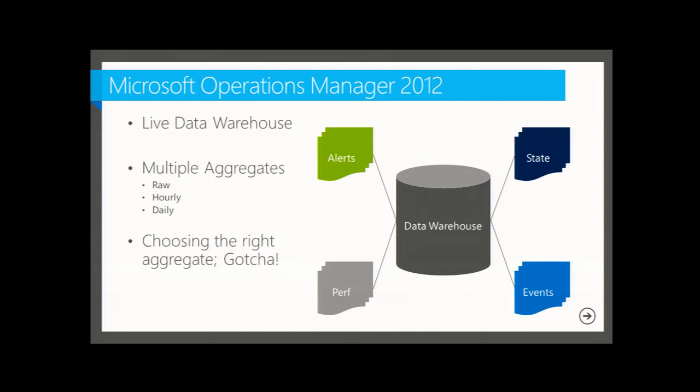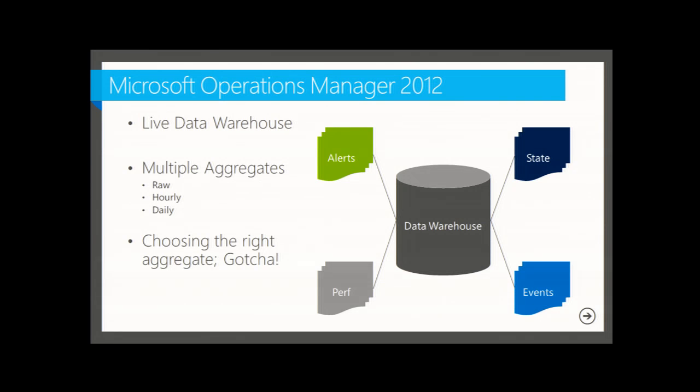Now, each of these schemas comes in multiple different aggregates as well. We have a raw aggregate, which is the raw data going in. It is then, at the end of the hour, calculated into an hourly summary, and then calculated at the end of the day into a daily summary. Depending upon how big your data warehouse is and how much information is going in there, you'll find a lag for the aggregations of between 5 and 15 minutes after the end of the hour.